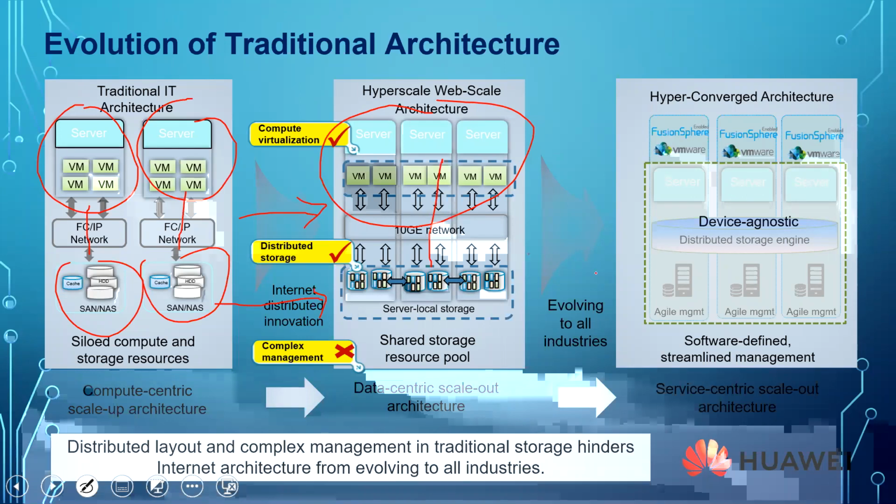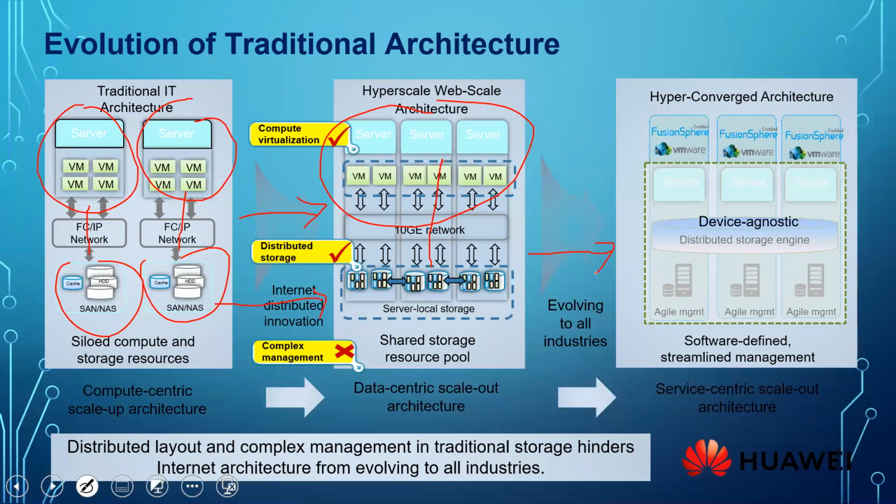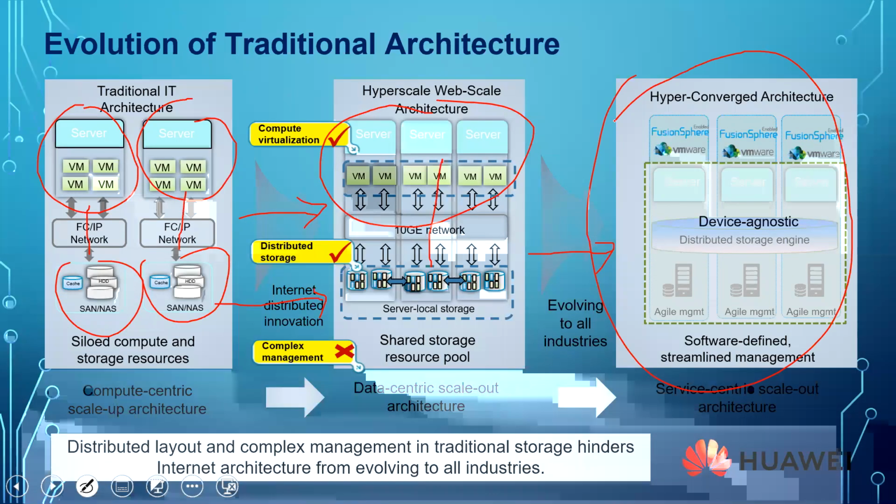In hyperconverged architecture, we have a service-centric scale-out architecture. In one box, we have everything: storage, network, compute, all in one node, one complete box. So you have software-defined HCI architecture, which has storage, network, and compute.